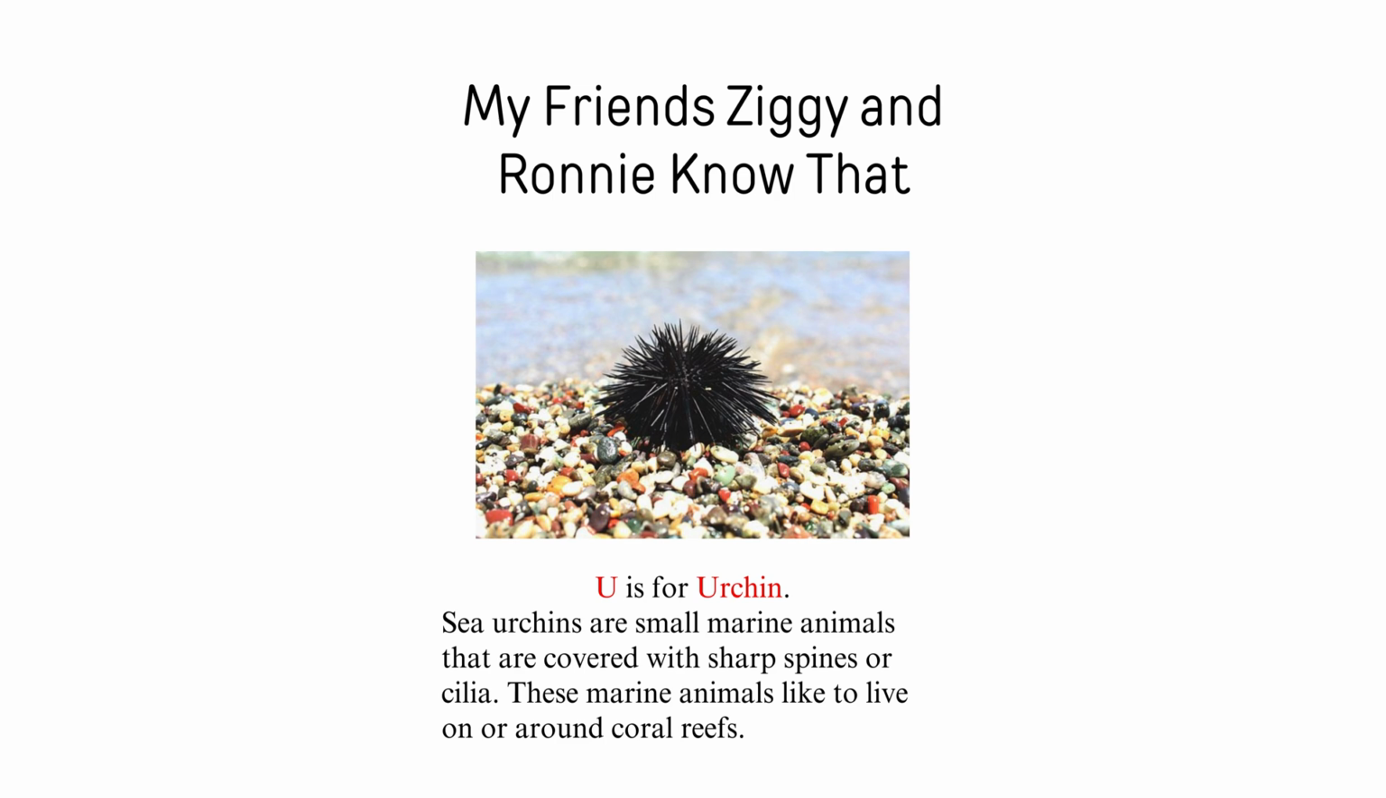My friends Ziggy and Ronnie know that U is for urchin. Sea urchins are small marine animals that are covered with sharp spines or cilia. These marine animals like to live on or around coral reefs. What are the types of sea urchins in the area where you live? How are sea urchins important to life in the ocean?